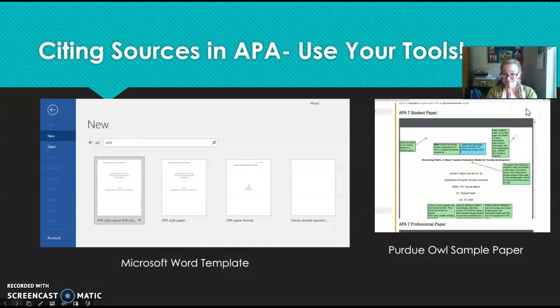To help, there is an APA format template in Microsoft Word. I really, really, really encourage you to use it. I really do. I'm going to walk you through it in a minute. And then there's also Purdue OWL, which has a sample paper on their website that's also on Blackboard, that will walk you through step by step with these little bubbles, kind of explaining what is in each part and how to do that. So let me pull up the Microsoft Word template.